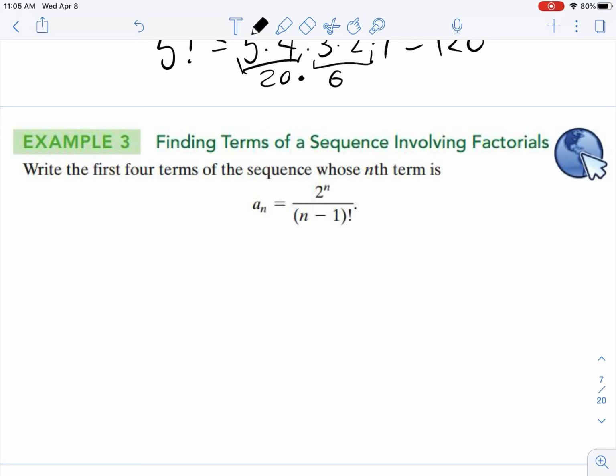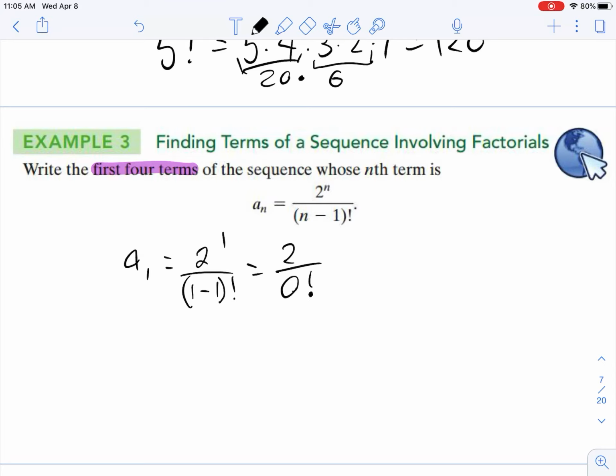So here's example 3. What we're supposed to do is find the first 4 terms. So we're going to be plugging in 1, 2, 3, and 4. And essentially, we're going to have a sub 1 equals 2 to the power of 1 over 1 minus 1 factorial.